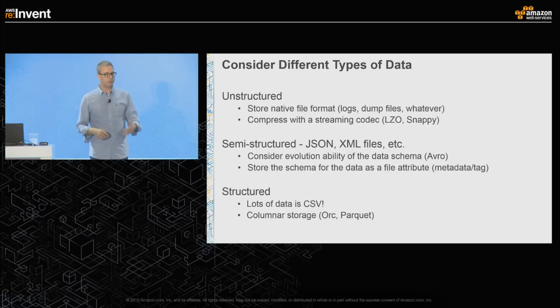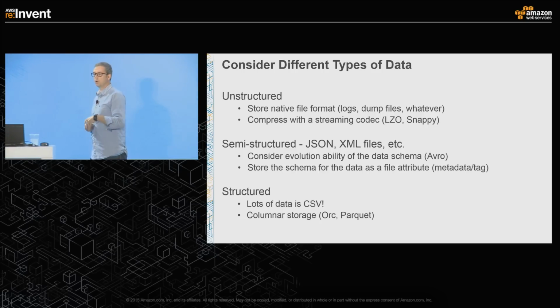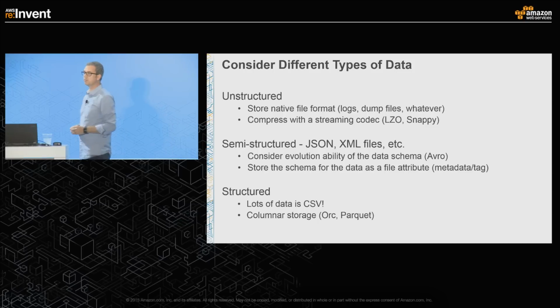Semi-structured data, this is going to be JSON, XML, whatever the case may be. This is an area where you really need to think about evolvability. So a data format like Avro can be very useful for allowing you to assimilate changes to the schema of the data over time. And an interesting ability is to store within S3 an attribute on a given file that says, well, where is the schema for this piece of data? Where can I go look that up if I needed to?